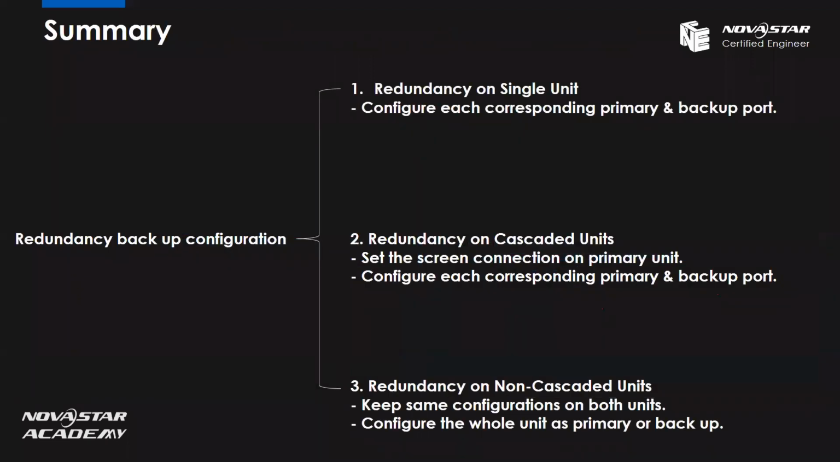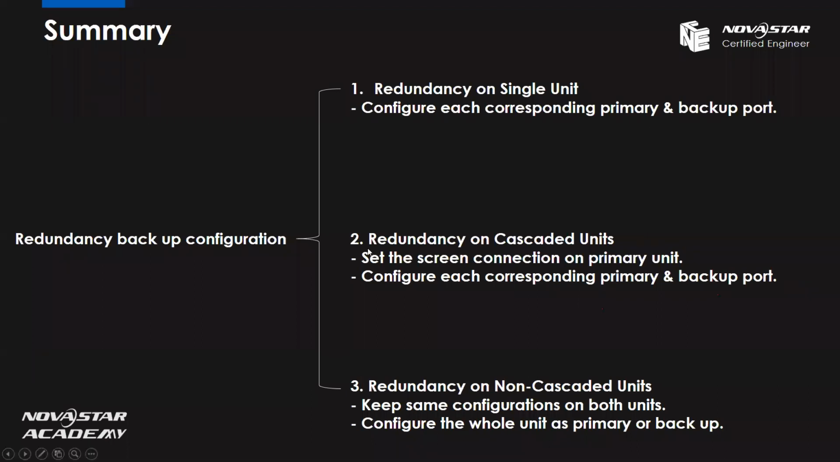Okay, let's do a summary for the redundancy configuration. There are 3 ways to do the configuration. The first way is the redundancy on a single unit. Because the screen is not big, we can load the screen, and also we have more available ports of the controller. So we can use available ports to do the configuration of redundancy. But remember, we need to configure each corresponding primary and backup port one by one. After that, we can have the redundancy effect.